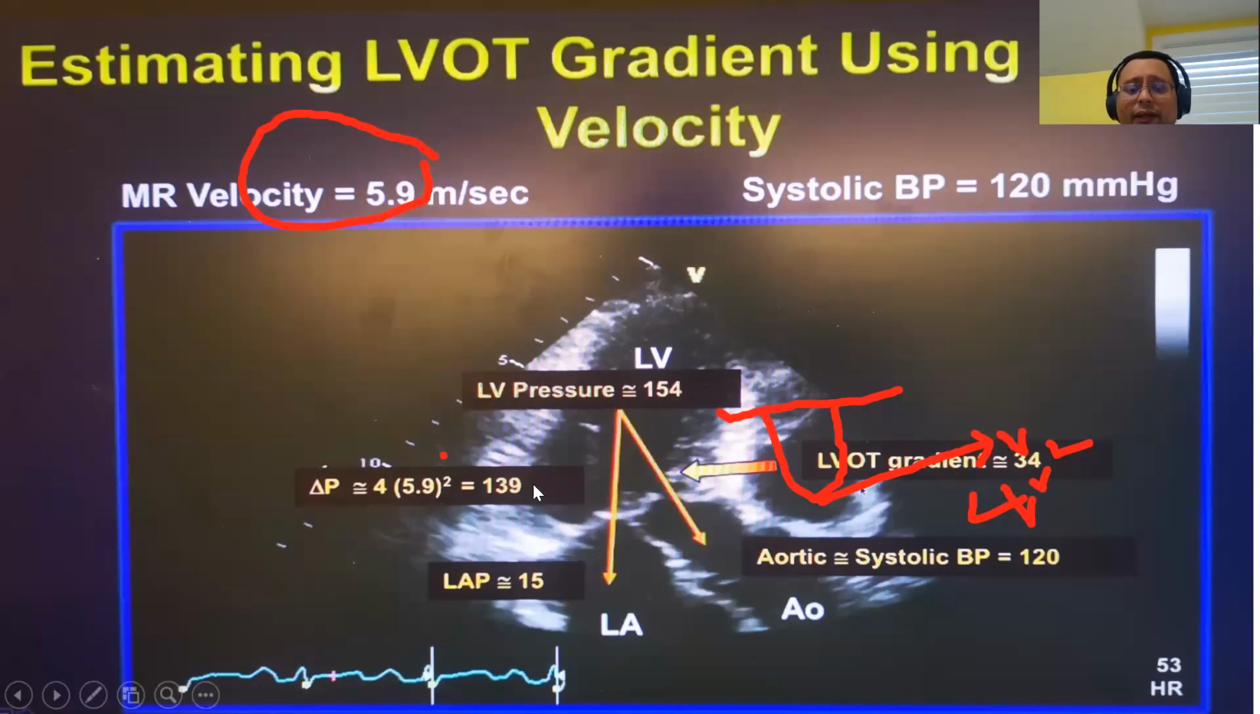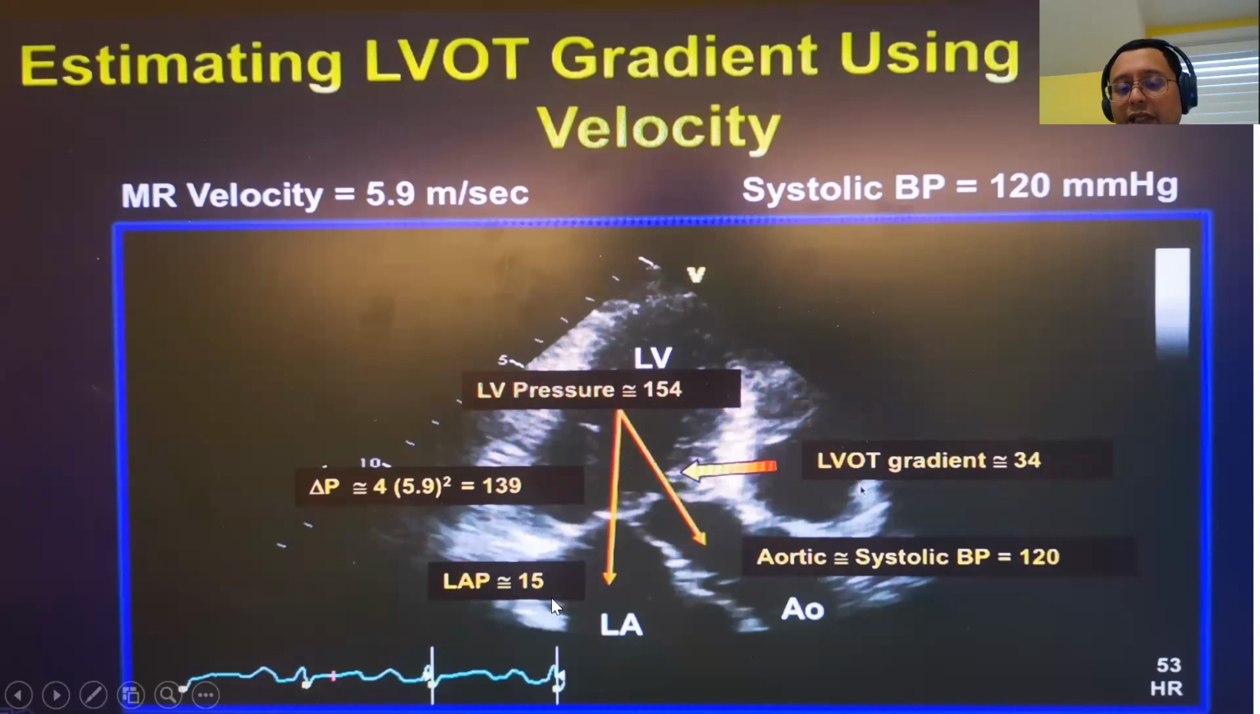Right? Now, what is LV systolic pressure? So LV systolic pressure is 139 plus 15 millimeter mercury. Okay? So 139 plus 15 is 154. Now, since we already know that the systolic BP from our aortic measurement is 120, we can just minus 154 minus 120, so we get 34 millimeter mercury. So we can check that with our measurement of the LVOT. Is it about the same? If it's about the same, then your LVOT measurement is correct.